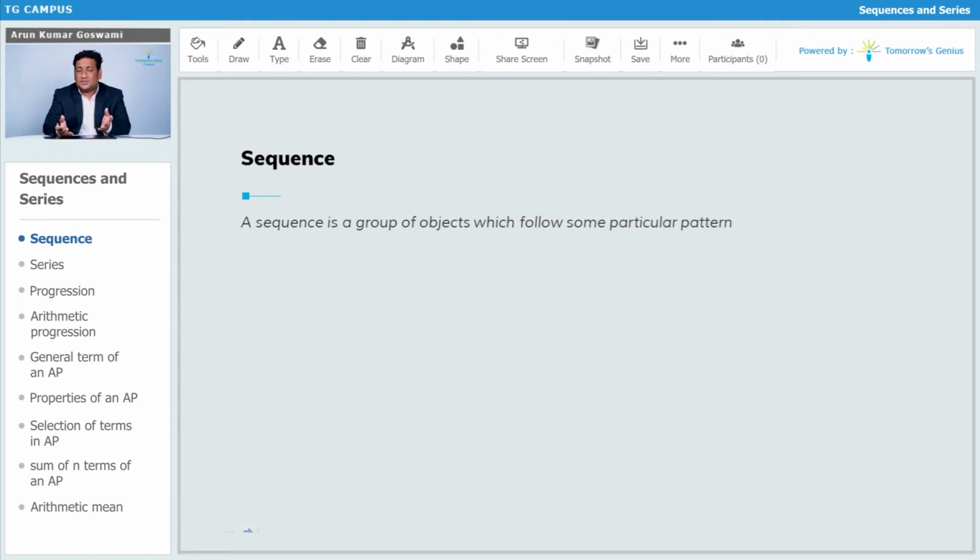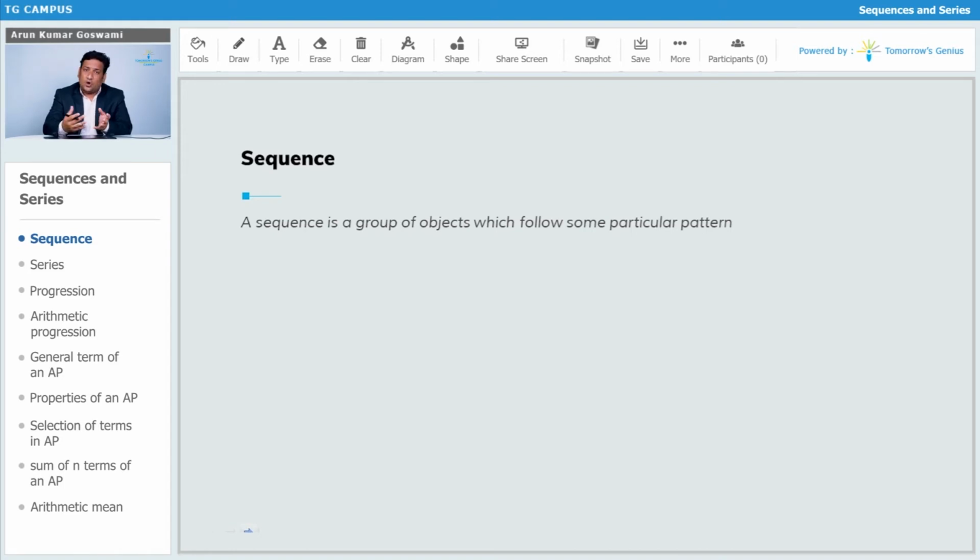Natural numbers, if I talk about natural numbers: 1, 2, 3, 4, 5, 6, yes, natural numbers. But if I just write 1, 3, 5, 7, that is something different. I'm talking about the odd numbers. Similarly, if I say 2, 4, 6, 8, they have their own pattern. They are even numbers. So if there is a pattern in the numbers, we can say that those are a sequence. A sequence means they're following some pattern.